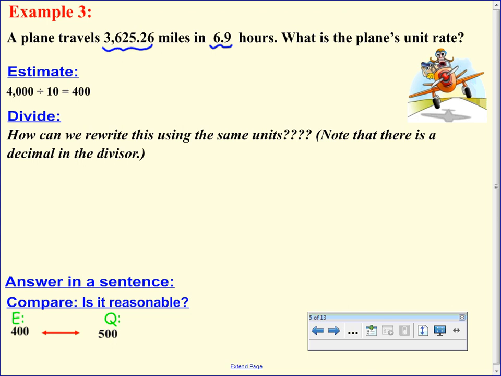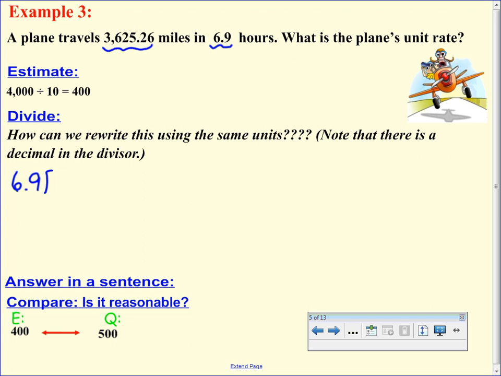Yes? How does 6.9 become 10? Well, because I wanted something that would go into 4,000 evenly. For my estimation, I just need a general idea. I don't have to get it exact. So I rounded it to a nice big number that would go into 4,000 evenly, because that's how I estimated my first number. All right, so now let's first write the division equation.